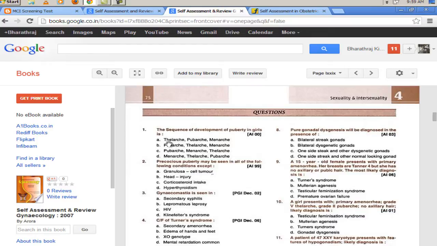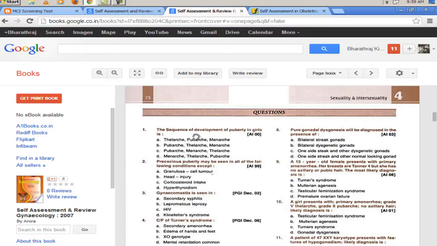The first question you'll find is the sequence of development of puberty in a female: thelarche, pubarche and menarche. Thelarche is breast budding, pubarche is pubic and axillary hair. There's a stage in between called increase in growth of height, where the female first develops breasts and then starts developing pubic hair and then grows in height and then has menarche or menstruation. That's the exact order in which it happens.